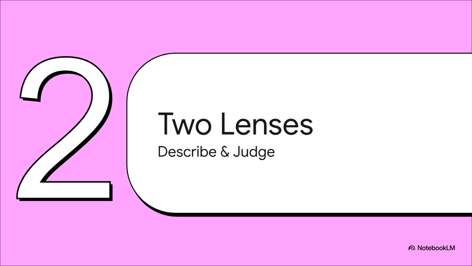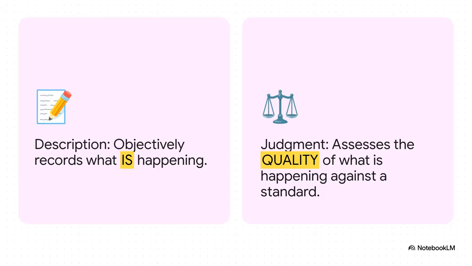Okay, so we've got our 3 phases: inputs, process, and results. But the model adds another really clever layer on top of this. For each of those 3 phases, we're going to look at them through 2 different lenses. These 2 lenses are description and judgment. Description is all about the facts. It just objectively records what is. For example, what curriculum is being used. Judgment, on the other hand, is where we assess the quality. We ask, how good is it? Is that curriculum actually effective? It's the difference between what is and so what.